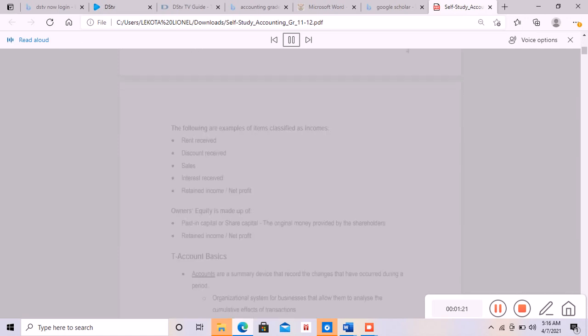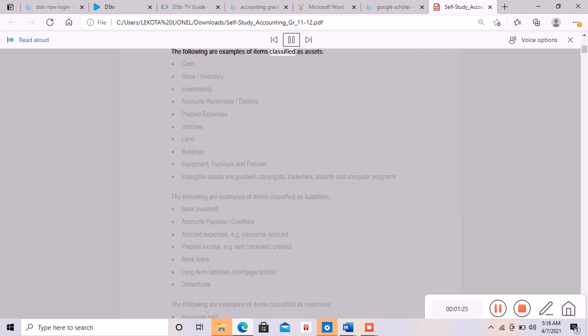The following are examples of items classified as assets: cash, stock/inventory, investments, accounts receivable/debtors, prepaid expenses, vehicles, land, buildings, equipment, furniture, and fixtures. Intangible assets are goodwill, copyrights, trademarks, patents, and computer programs.